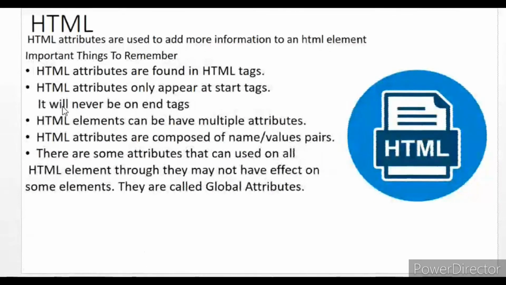An HTML element can have multiple attributes, composed of name-value pairs. There are some attributes that can be used on all HTML elements, though they may not have an effect on some elements. They are also called global attributes.